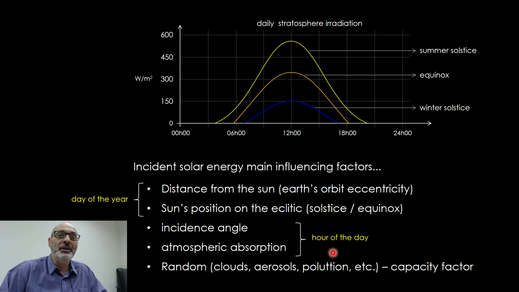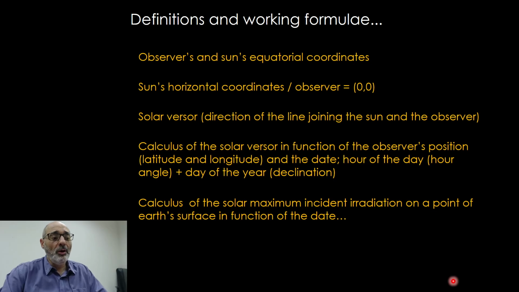We also have parameters that depend on the hour of the day, so this incidence angle, and also the atmospheric absorption. This depends on the hour of the day. And we also have random effects here: clouds, dust, pollution, and so on. And we're going to assess this through our capacity factor. Okay? So, our definitions, we already have many definitions, but we need to define our working formulae. Okay?